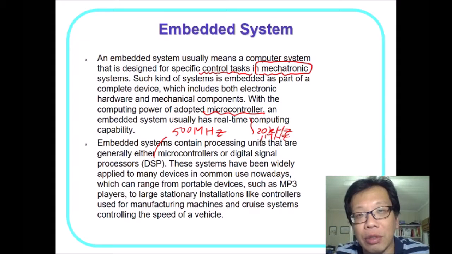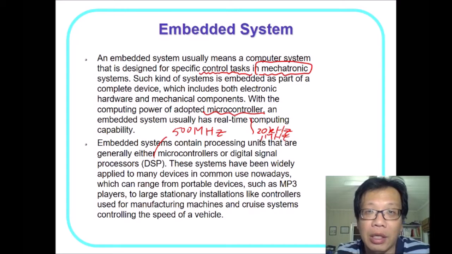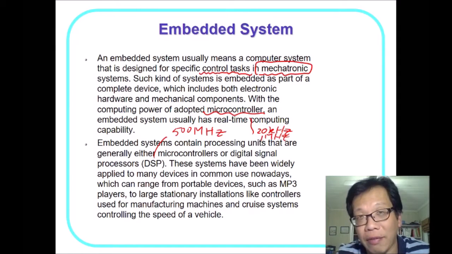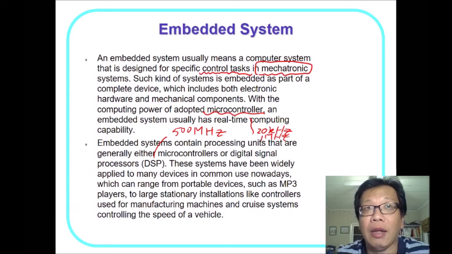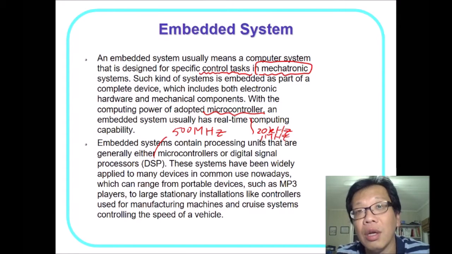Keep in mind, when we are talking about microcontroller unit, normally we're talking about a unit that is only $20 or $5 or even 50 cents. We are not talking about Intel Core i7 or AMD, those kind of powerful computer processors. We are talking about something which is cheap.